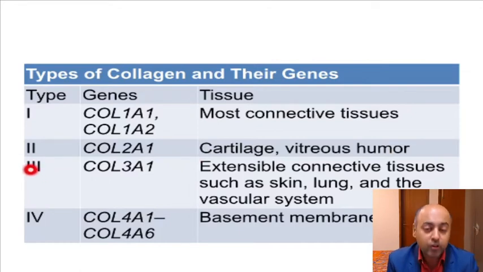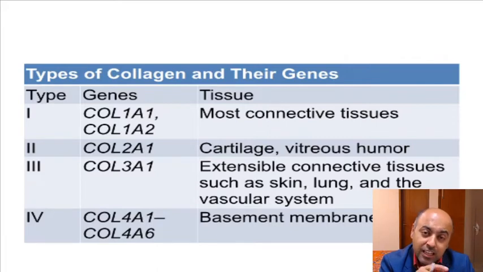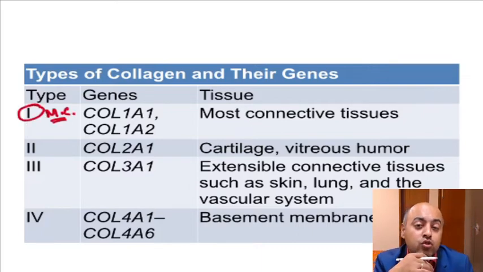Collagen 3 is important. Why? Because it is extensible. So wherever the extensible connective tissue is required, for example in the lungs, for example in the blood vessels, for example in the skin, so wherever the extensible tissue is required, there the collagen type 3 will be there. But please note, in that tissue still the most common will be type 1. In all the tissues, most common collagen will be type 1.